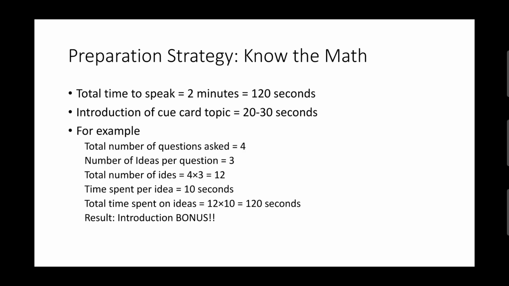Just take an example. What I tell my students is, for example, if there are 4 questions asked in a cue card, and if you have, just for example, 3 ideas per question, then the total number of ideas would be 12, and the total time spent per idea is 10 seconds, if we suppose. So the total time spent on just describing the ideas is 120 seconds, and the result is you get the introduction as a bonus.